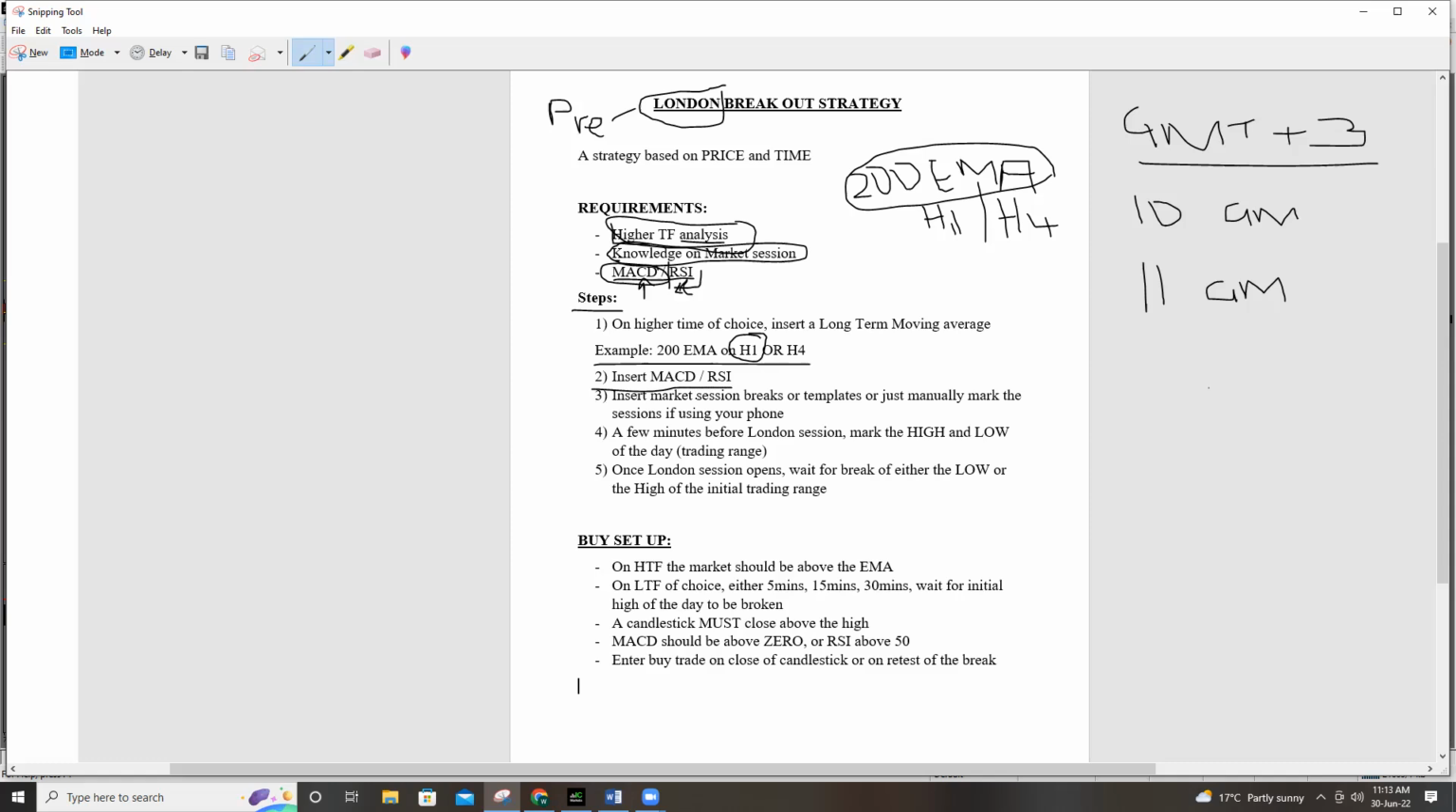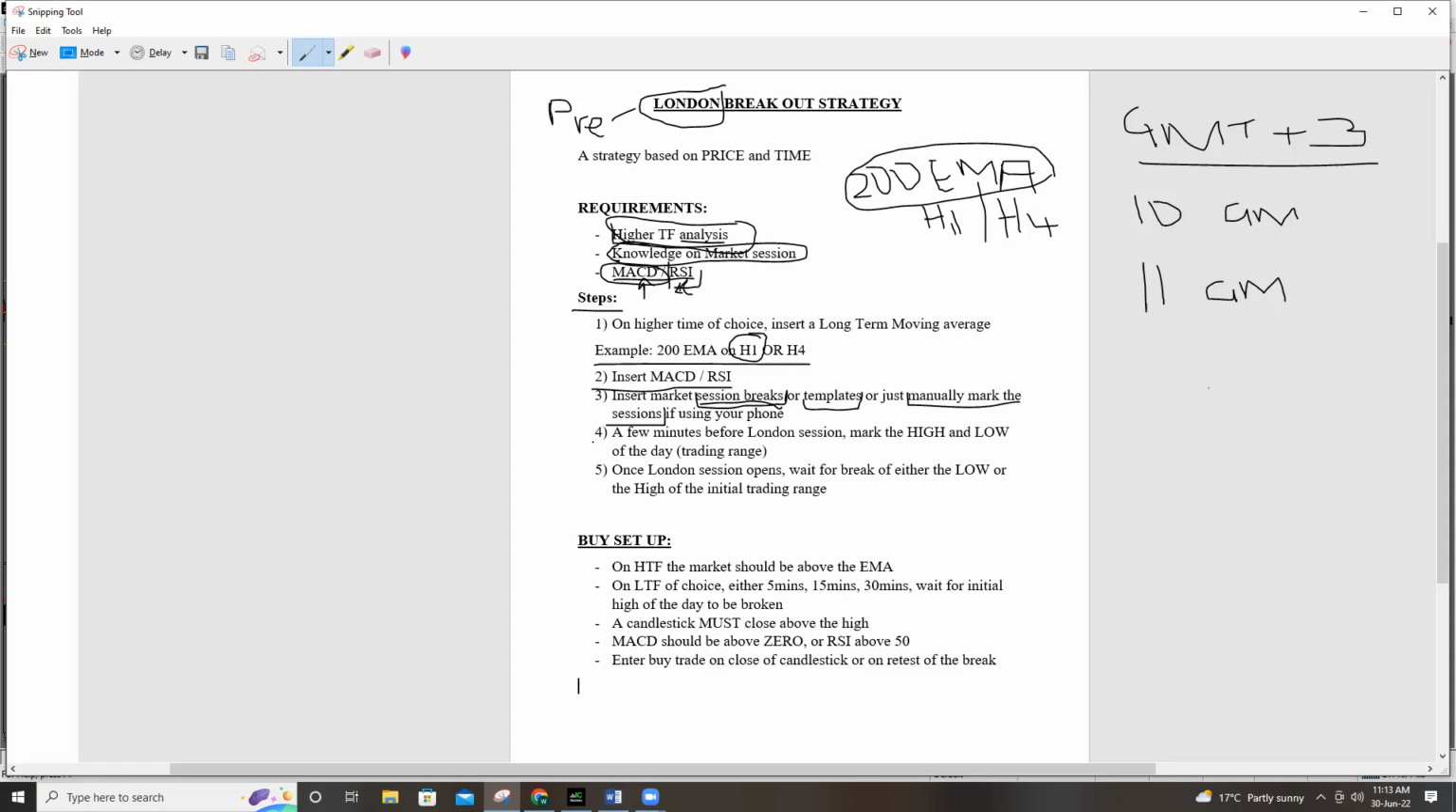Step number 3, insert market session breaks or the templates. So if you're a BTMM trader, an institutional trader, there are templates out there, so it can still work. But if you don't have this, you can go to Google and download the session breaks, okay? Or alternatively, you can just manually mark it. You can just manually mark your sessions. Remember, you only need the pre-London, so you just need to mark the 10 a.m. mark on your computer or on your phone.